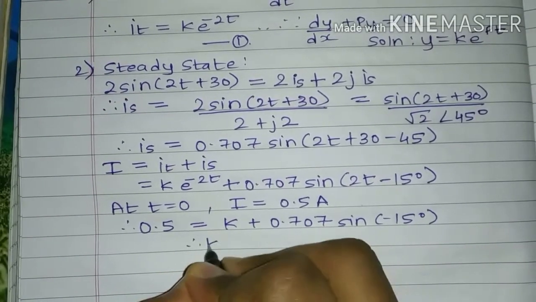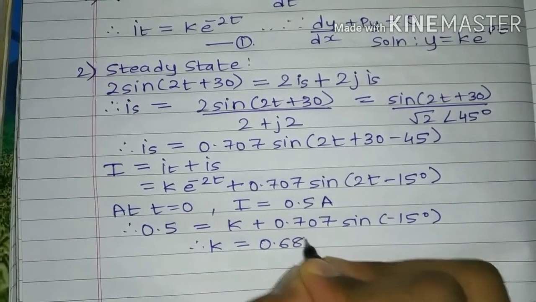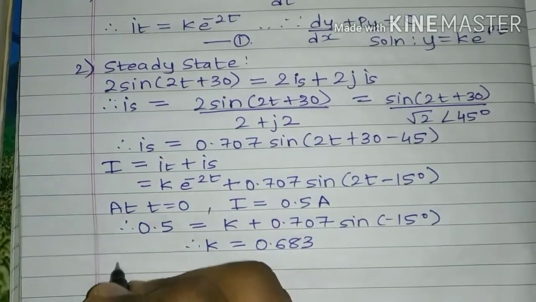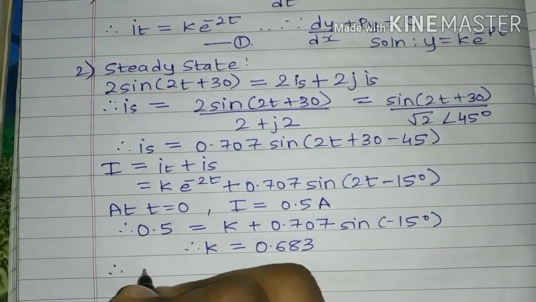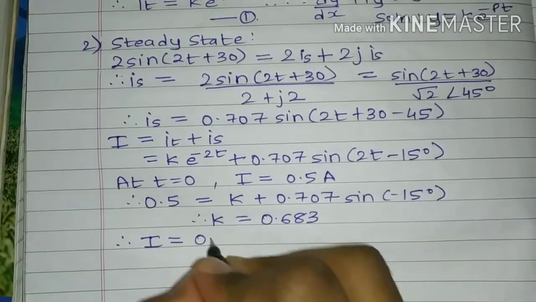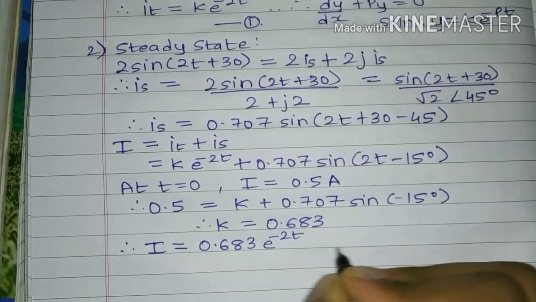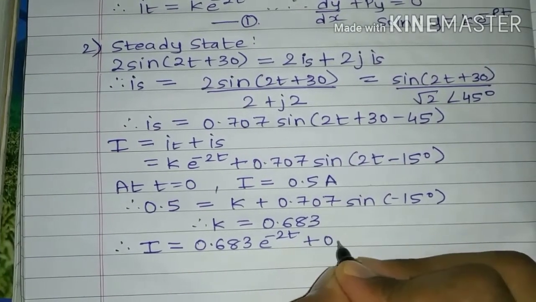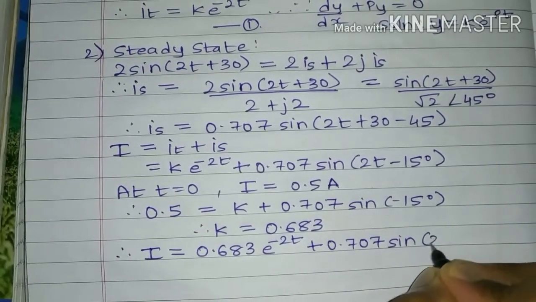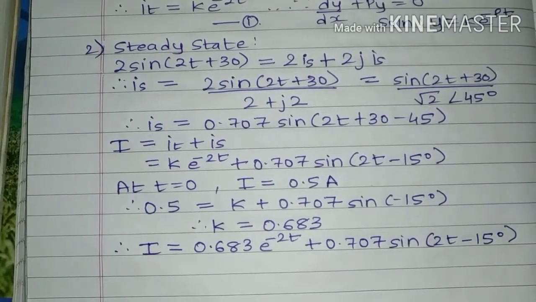Hence we get k is equal to 0.683. Hence I is equal to 0.683 e raised to minus 2t plus 0.707 sine of 2t minus 15 degree. So this is the equation of the current for t greater than 0.